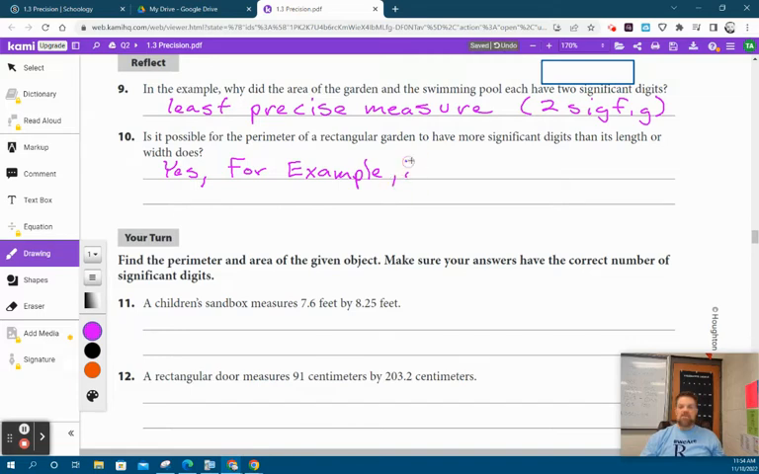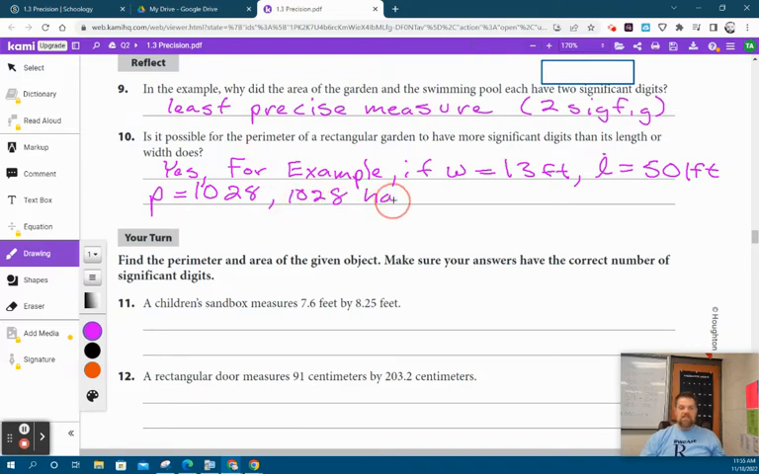For example, if W was equal to 13 feet, the width, and the length was equal to 501 feet, the perimeter would equal 1,028 feet, because if you add up all the sides, and 1,028 has 4 sig figs.